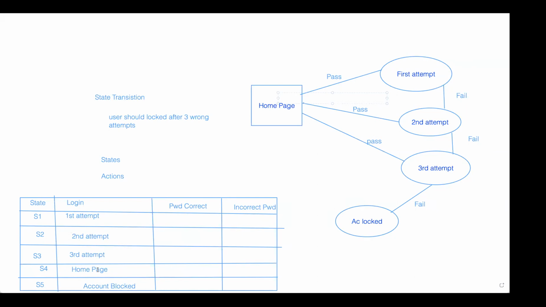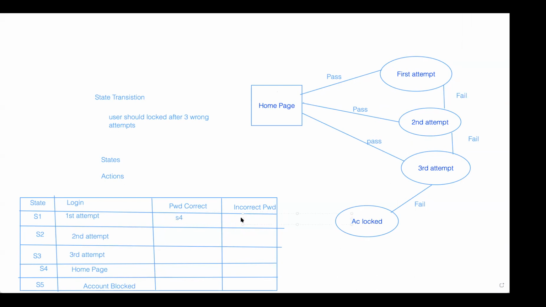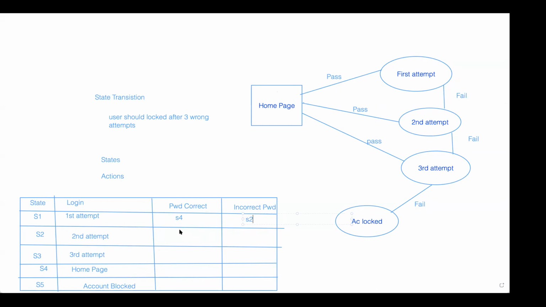Now see what S1 is. S1 is the first attempt. When I do the first attempt, if I give the correct password, it should go to the home page. Here the home page is S4. So if it is a success, it goes to S4, which means home page. Suppose in the first attempt I give an invalid password, then the state it goes to is the second attempt, S2. Now in S2, the second attempt, if it is correct, then it will go to S4.